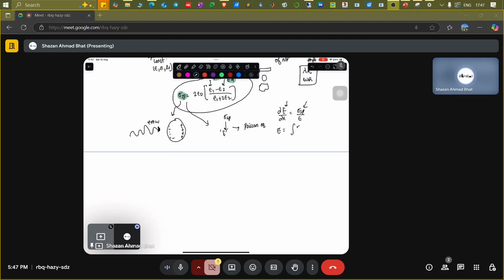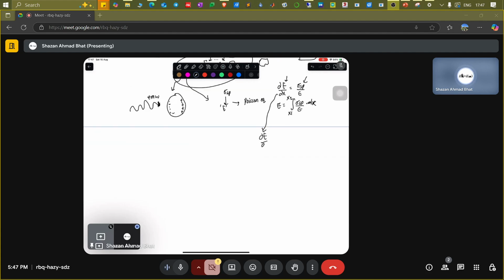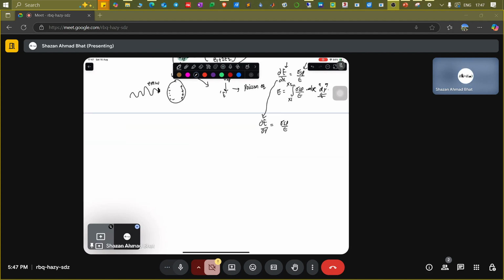You can just integrate it, sigma_sp divided by epsilon, into dx, let's say from x1 to x2. Now, obviously, you're doing it in spherical coordinates, so you need to have ∂E/∂r, which is sigma_sp over epsilon, and you need to integrate it in the spherical system. Okay, so that is basically how you need to solve it.